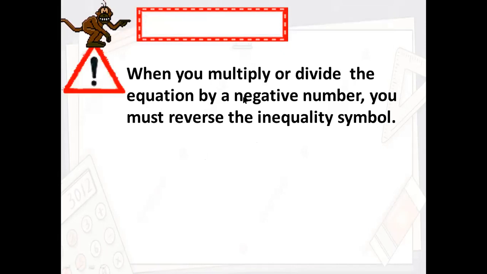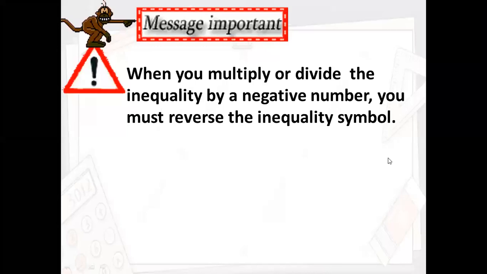When you multiply or divide an inequality by a negative number, you must reverse the inequality symbol. In fact, it should be inequality and not an equation. Okay, so there you go. When you multiply or divide the inequality by a negative number, you must reverse the inequality symbol. As you can see, the monkey is pointing. The message is very important. So it is important. You need to keep that in mind.